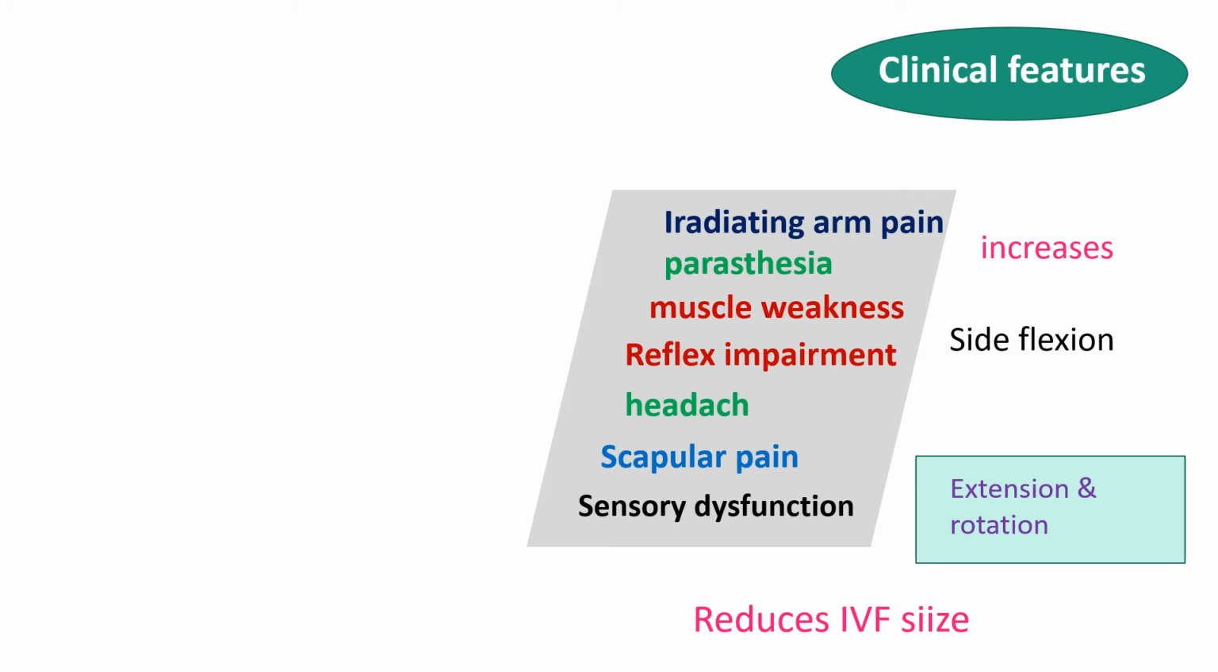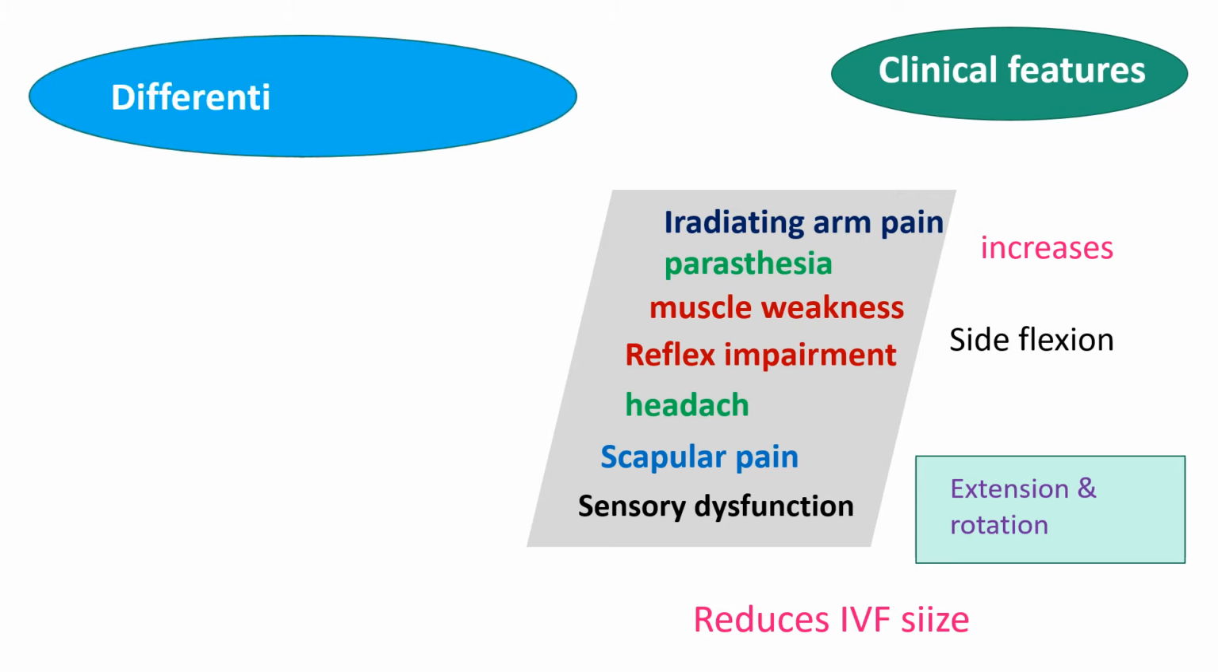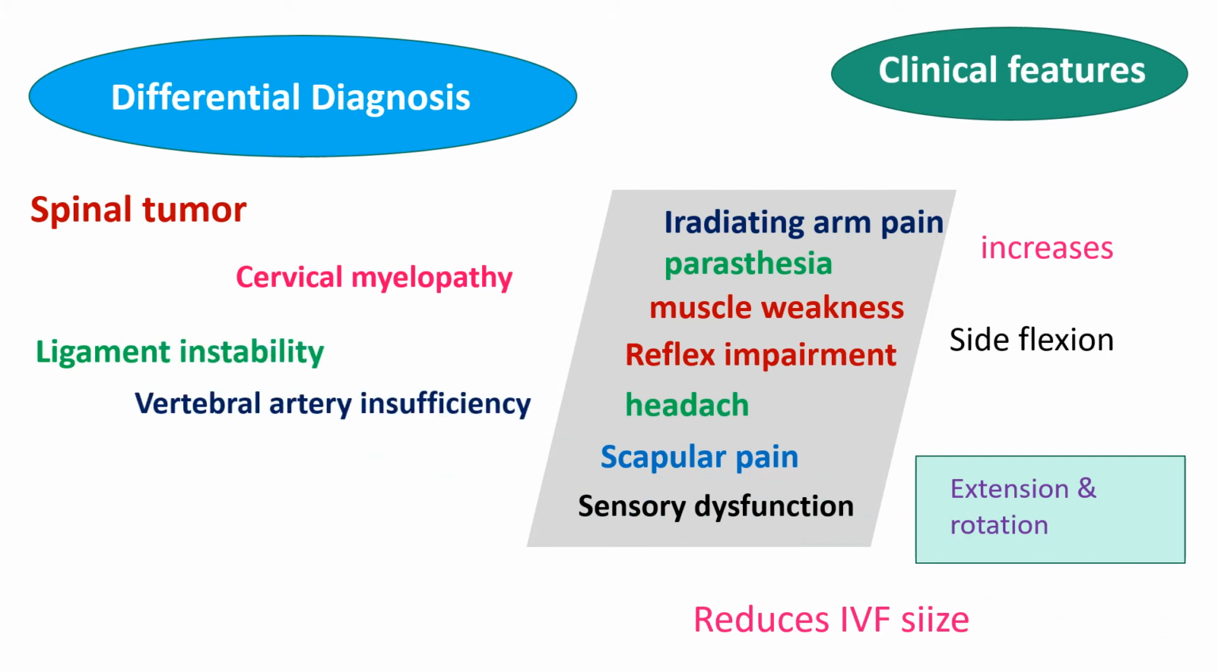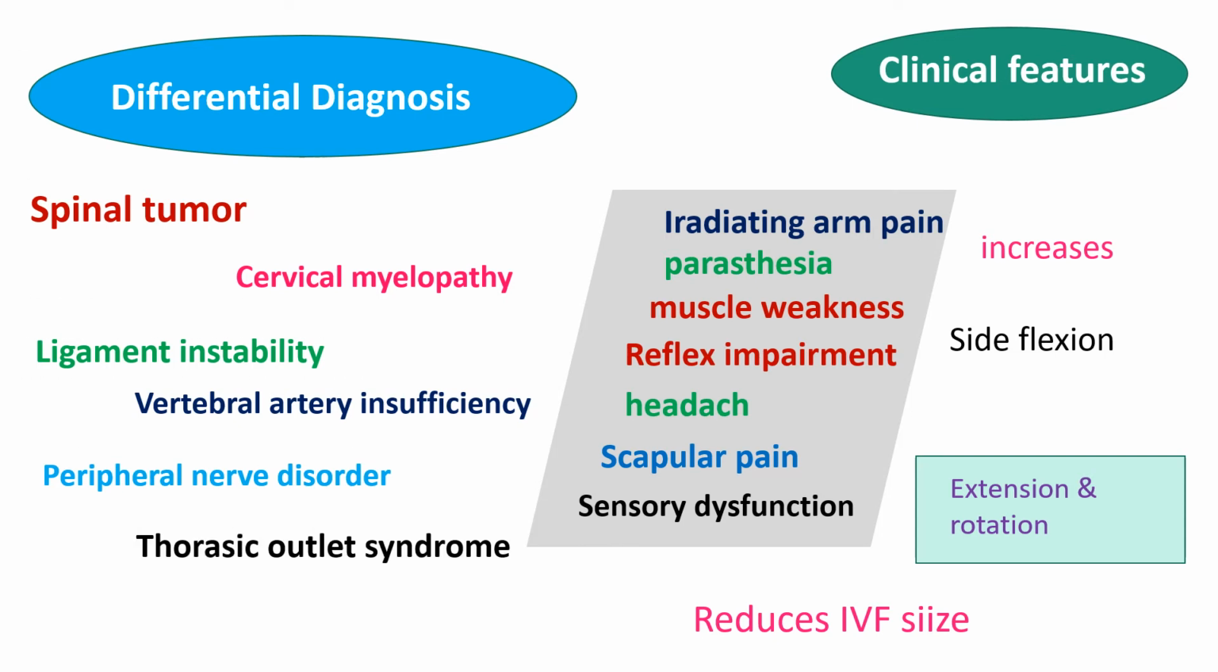Then I will tell you about the differential diagnosis, and these are spinal tumors, cervical myelopathies, ligament instabilities, vertebral artery insufficiency, peripheral nerve disorder, thoracic outlet syndromes, brachial plexopathy, etc.